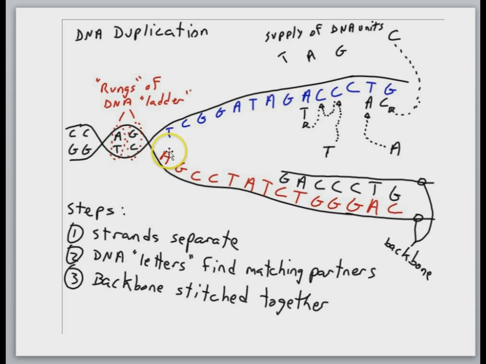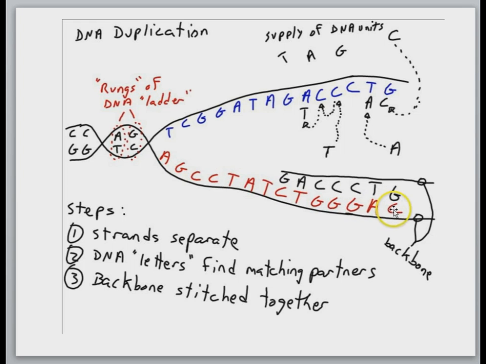Now convince yourself that the pairing rules, we'll call them the pairing rules, are still in force. So A pairs with T, the G was with the C, was with the G, the C was with the G, the T was with the A, was with the T. It's always those pairs. However, we've separated the two strands.